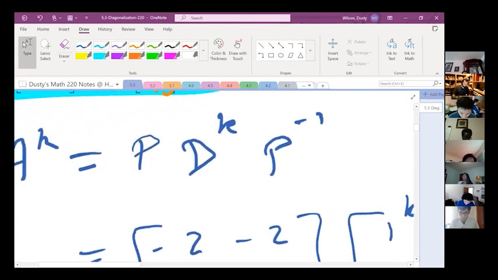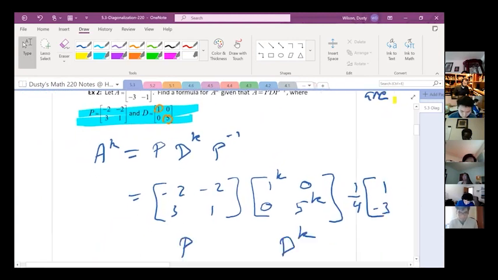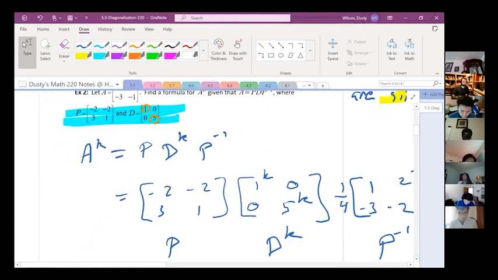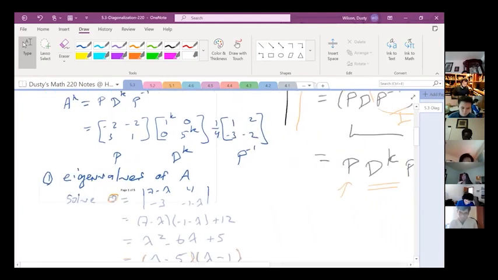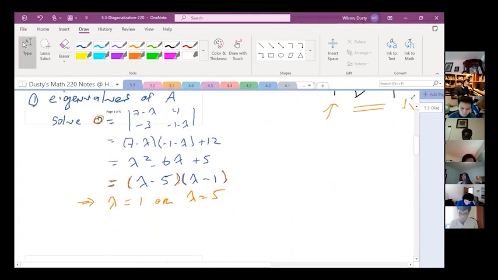You're probably going to guess, gee, I wonder if P is going to come from the eigenvectors. Well, you're so smart. And you're right. But I think we're going to run out of time. So we've got to find the eigenvectors.